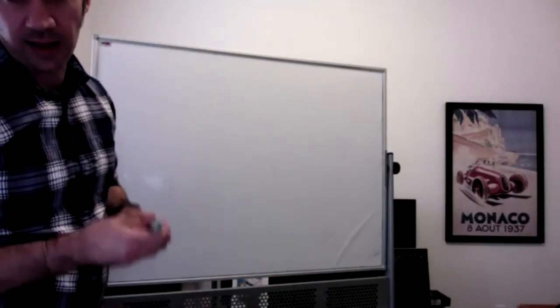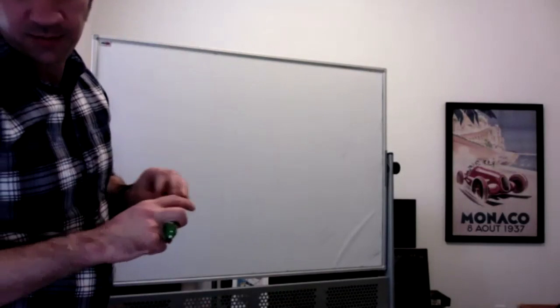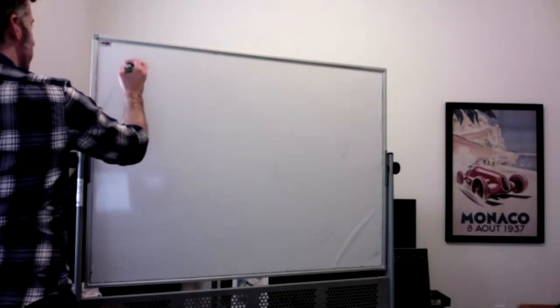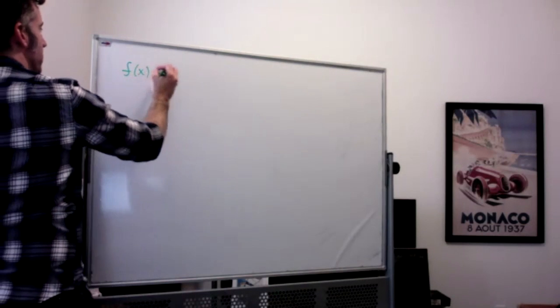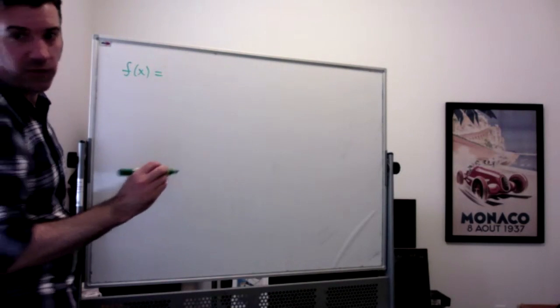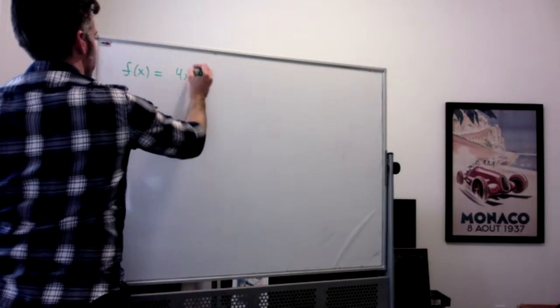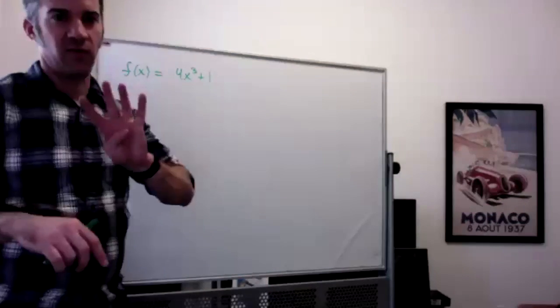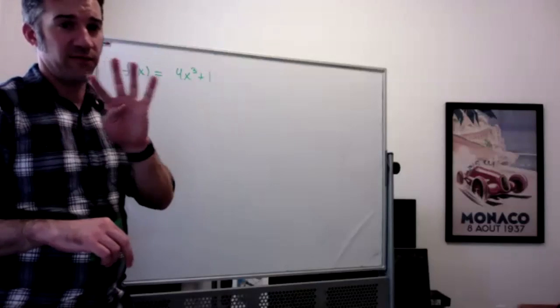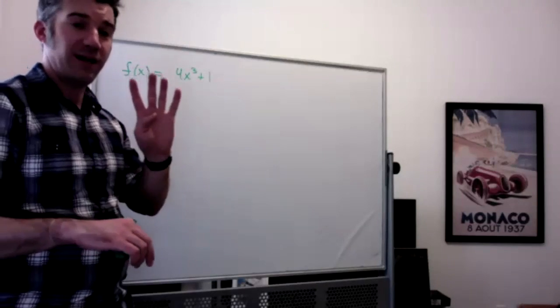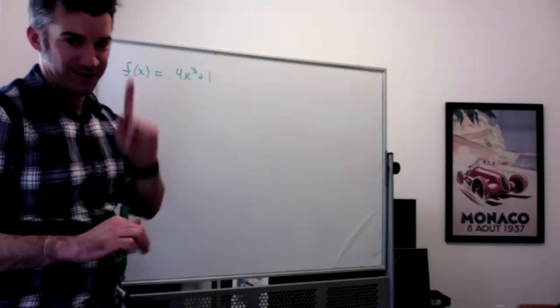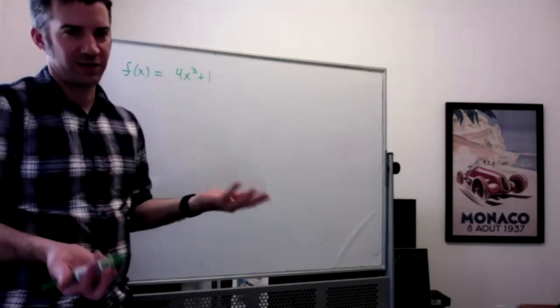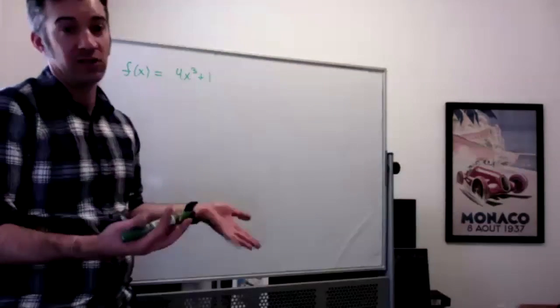So let's look at the following. Let's look at the function f of x equal to, what have I got here? 4x cubed plus 1. And we're going to find the inverse. And to find the inverse, I think of it as a 4-step process. It's really three kind of bullshit steps and one real step. So there's 3 steps that are kind of just like, okay, you're just doing things.